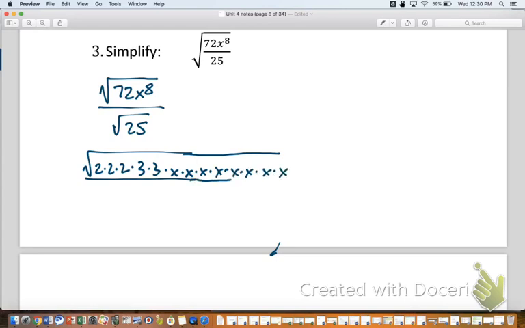Hey, have you guys figured out the pattern here, that if there's 8 x's, 4 of them come out? If there's 400 x's, how many of them come out? 200, right? If it was x to the 400, I really wouldn't expect you to write out 400 x's and circle 200 pairs of them. I'd hope that after a while you'd see the pattern and be like, oh my gosh, if it's x to the 400th, the square root of that is just x to the 200th. There's 200 pairs of 2s in 400.